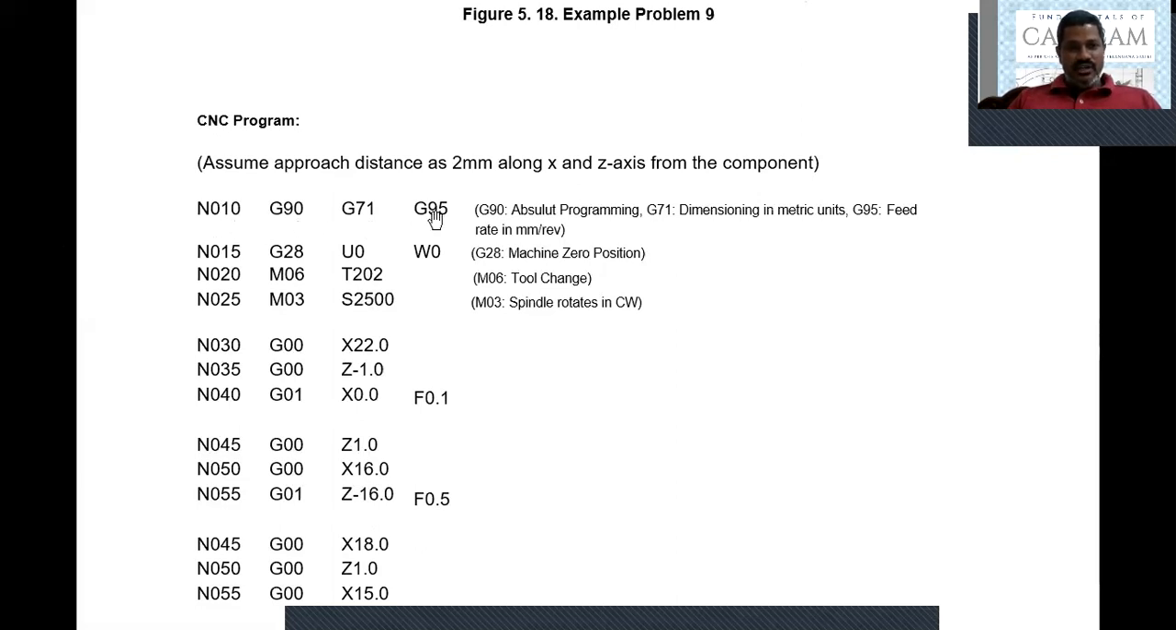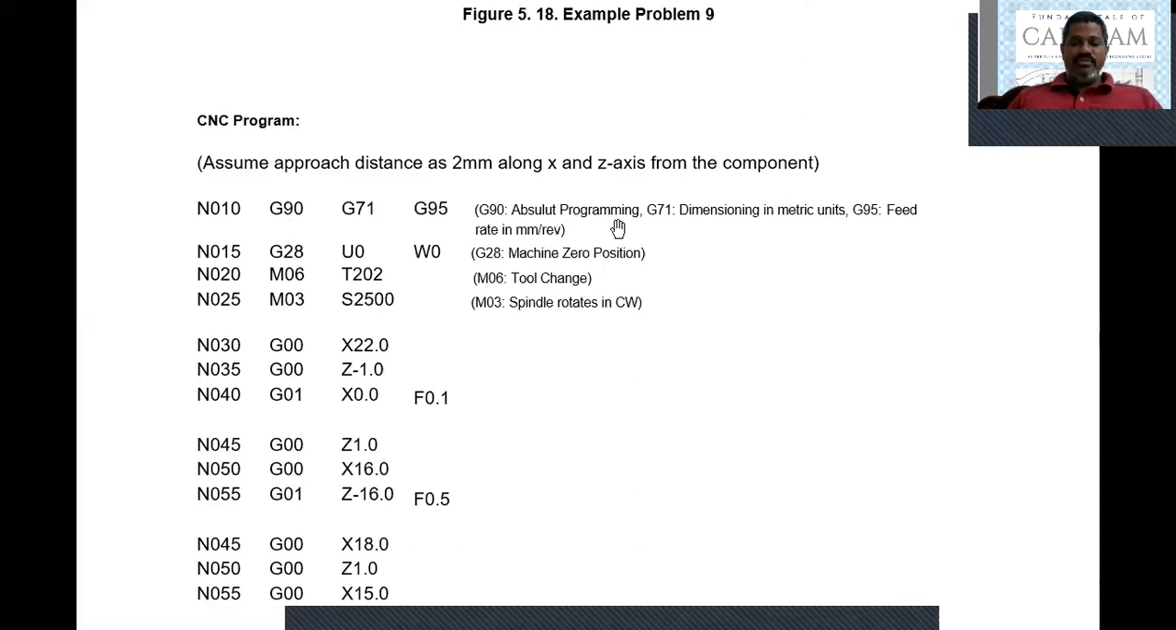As you can see, this is one block. The block is starting with one sequential number, which we can call an N word. N word indicates the sequence number of the block. So now you can see we are starting the program with N010. So N10 is the sequence number of the block, and then I am using G90.